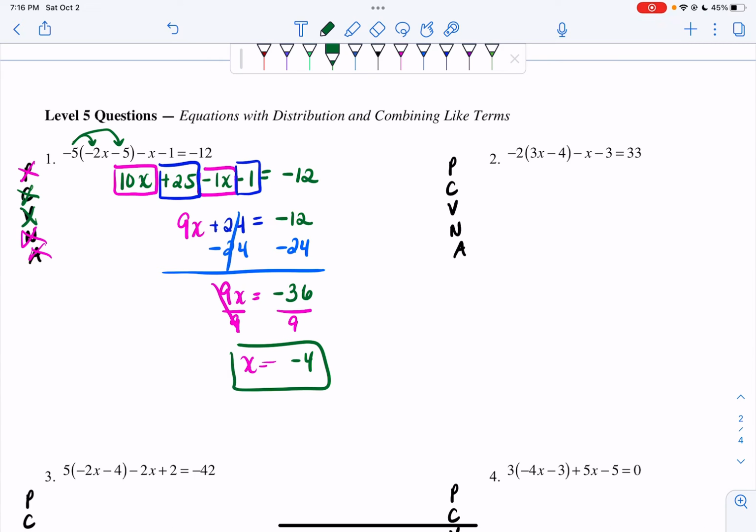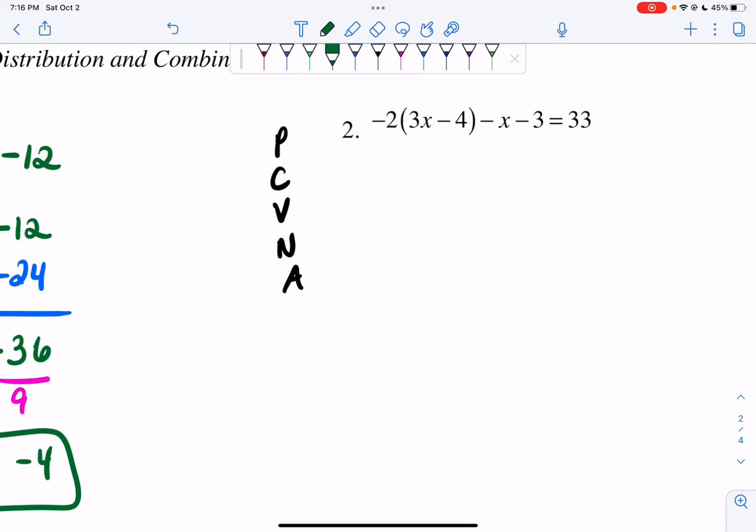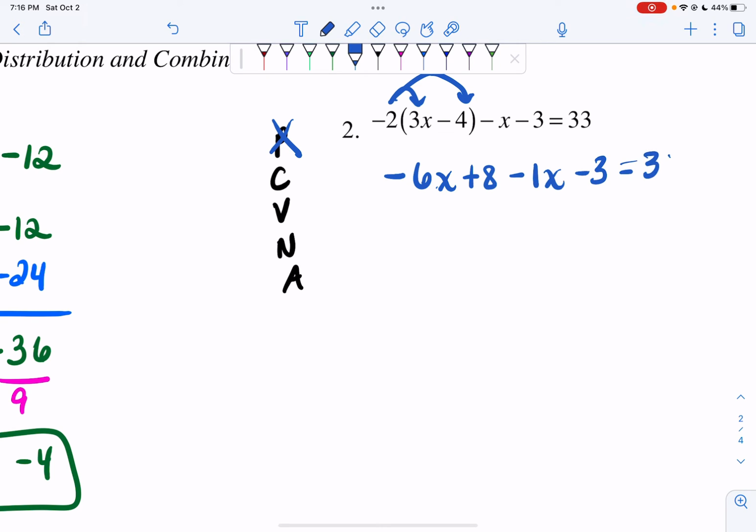Number 2. I have negative 2 times 3x minus 4 minus 1x minus 3 equals 33. I have a parenthesis, so I have to distribute that negative 2 to each term on the inside. Negative 2 times 3x is negative 6x. Negative 2 times negative 4 is a positive 8. And then I'm at minus 1x minus 3 equals 33. We combine those like terms. So what's a like term with negative 6x? It's negative 1x. Negative 6 and negative 1 give me a negative 7.